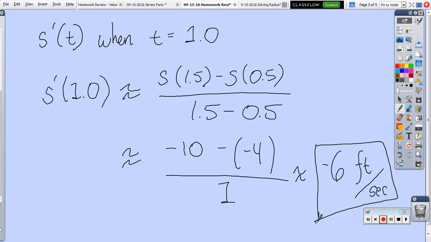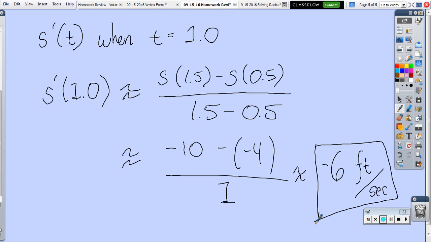I have a question. Is it going to be the same for 2.5 and 3.5? So if we complete this for 2.5, I would do S of 3 minus S of 2. So 3.5 minus negative 8.5, which is 3.5 plus 8.5, which is 12. 12 divided by 1 is 12, so the answer to part B is 12 feet per second.